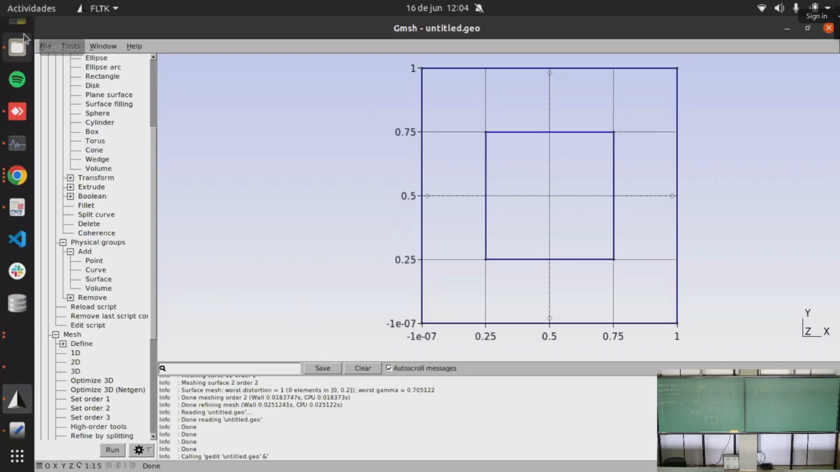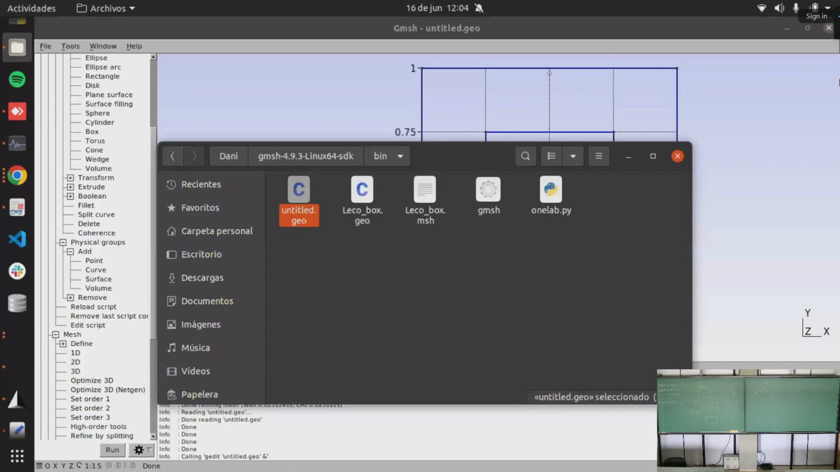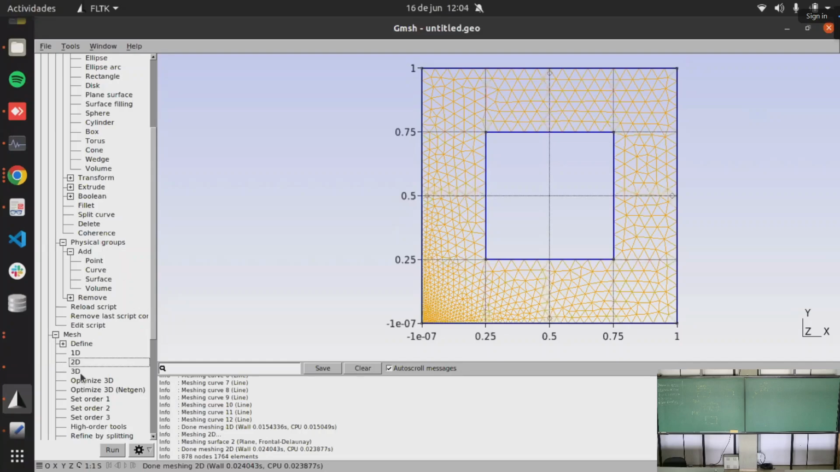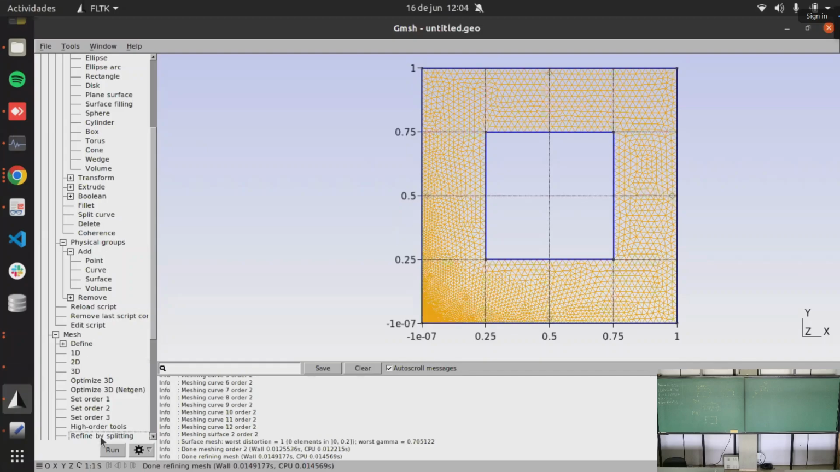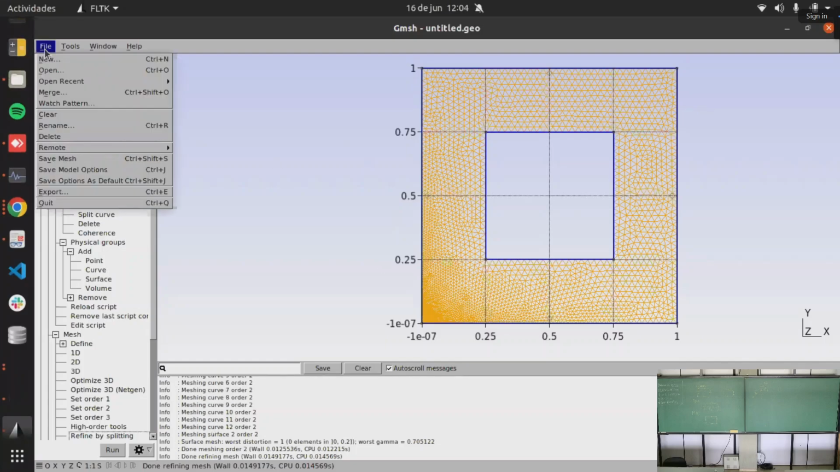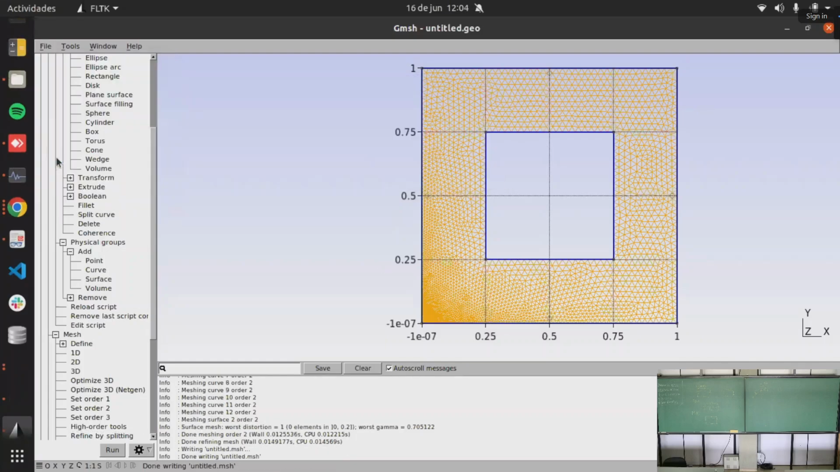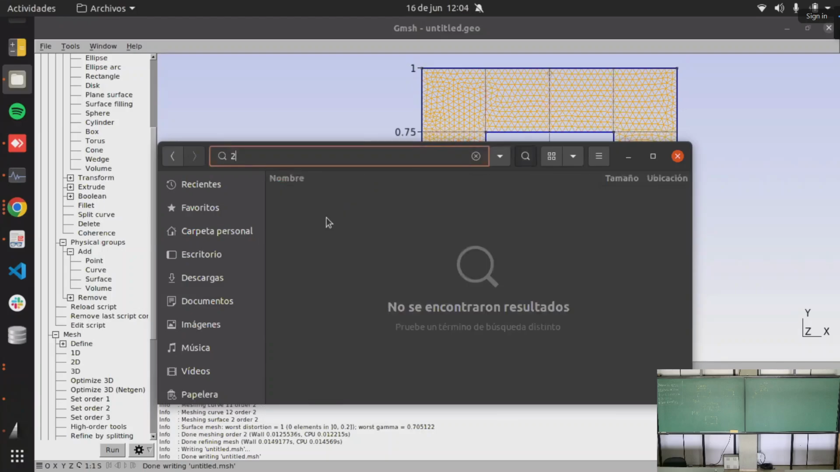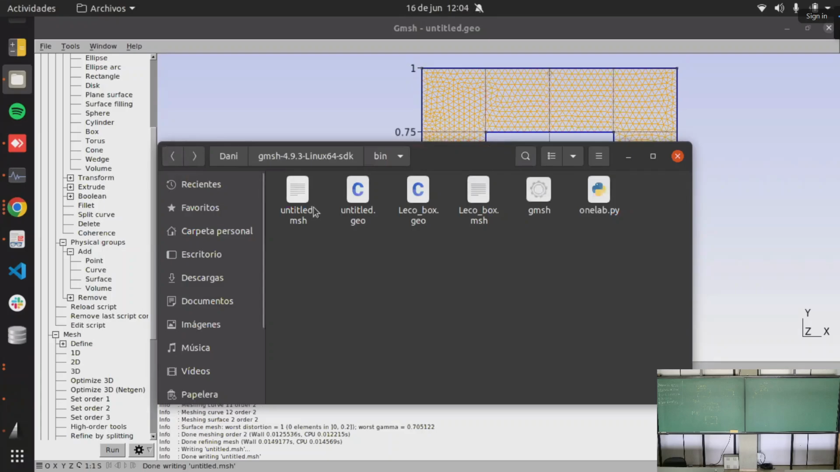I want to change the name, and before that, I want to export the mesh, because all that we made is to change the point geo. But if we want to export the mesh, we have maybe this mesh. We have to save mesh, and that will export me this point mesh. Maybe we can change the name.